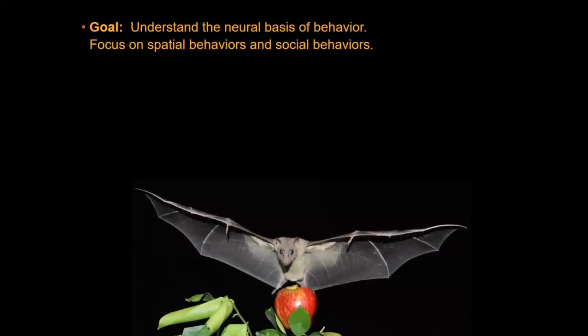So before I start, three things as an introduction. One is that my goal is to understand the neural basis of behavior, broadly speaking. And of course, you need to focus on something. So I focus on spatial behaviors like navigation, spatial memory, spatial cognition, etc. And also more recently, in recent years, on social behaviors.